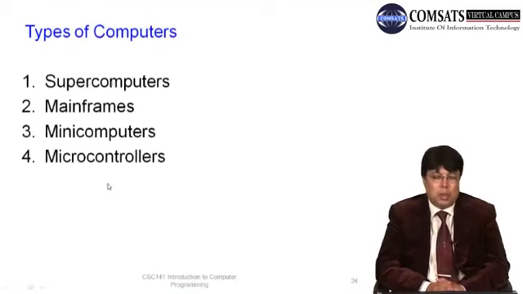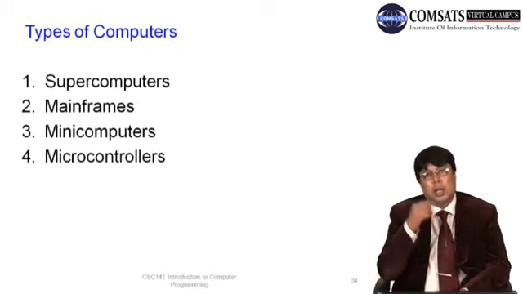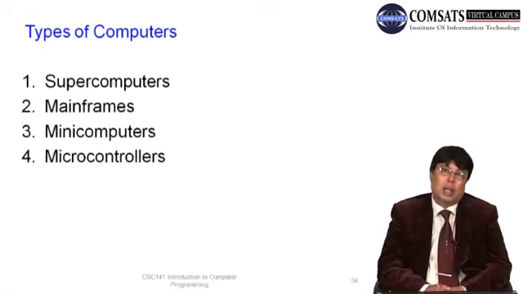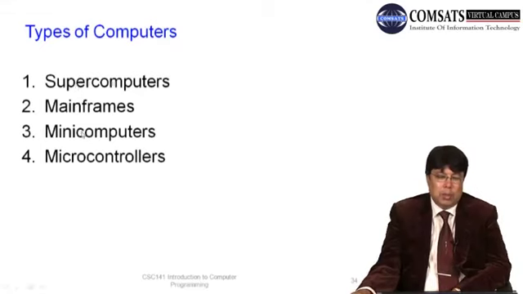Then there are different types of computers. We can categorize computers into supercomputers, mainframe computers, minicomputers, and microcontrollers. The supercomputer is the largest, whereas the microcontroller is the smallest among the four. So these are the characteristics: supercomputers, mainframe computers, minicomputers, and microcontrollers.